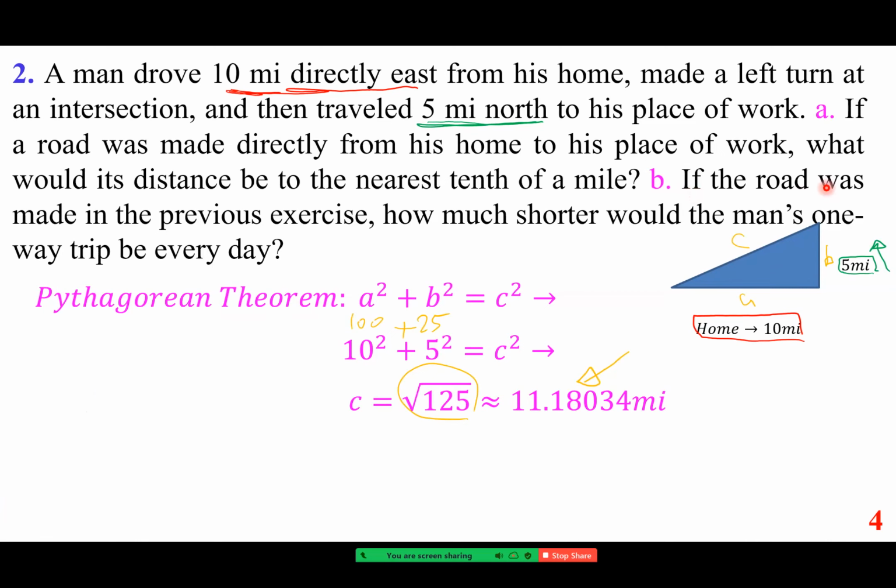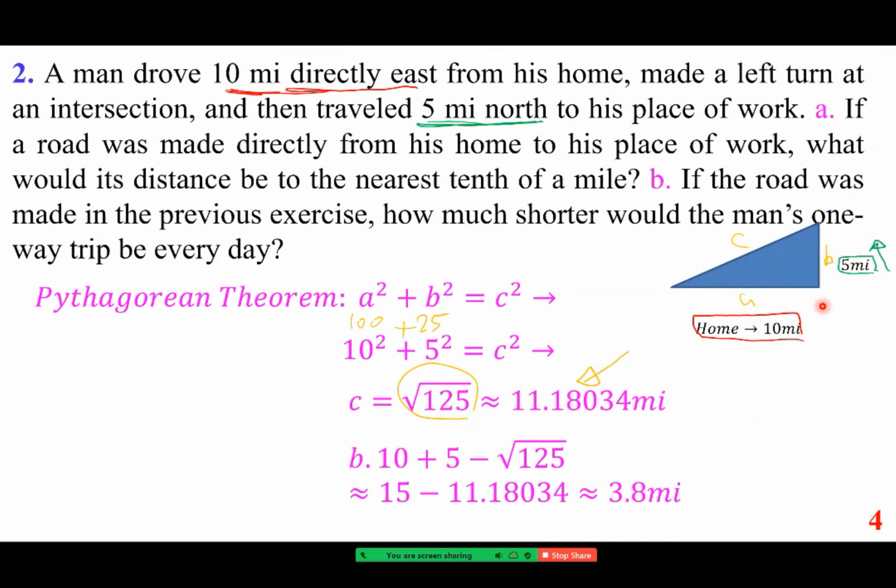Part B says, if the road was made in the previous exercise, how much shorter would the man's one-way trip be every day? So we have to go 10 miles, and then we have to go another 5 miles. We have to travel a total of 15 miles. So if we go directly, we go square root of 125, or about 11.18. And we are going to subtract this from the sum of 10 and 5. So 10 plus 5 minus the square root of 125.